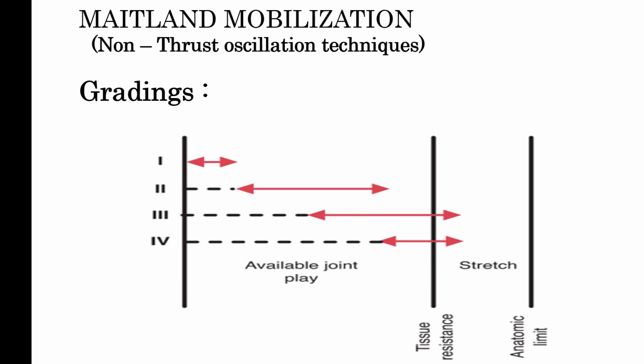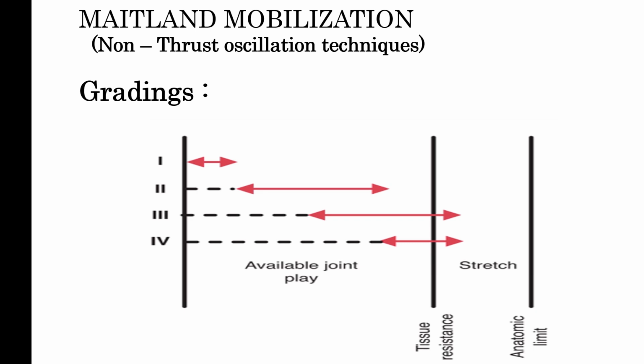Grade 1. Small amplitude rhythmic oscillations are performed at the beginning of the range. They are usually rapid oscillations like manual vibrations. Grade 2. Large amplitude rhythmic oscillations are performed within the range, not reaching the limit. They are usually performed at 2 or 3 oscillations per second for 1 to 2 minutes. Grade 1 and 2 do not go beyond tissue resistance.